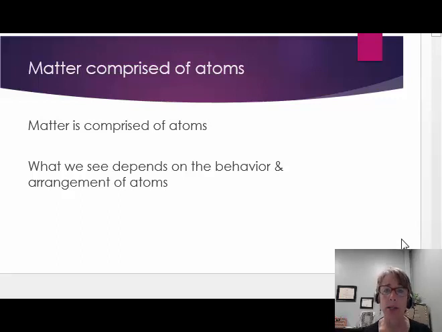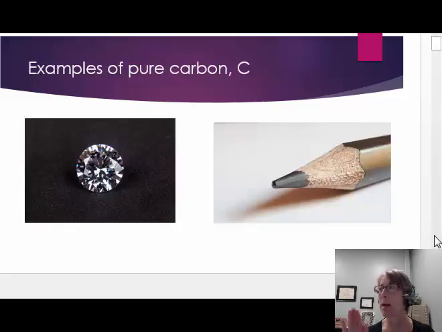All matter is comprised of atoms, and the macroscopic properties of matter depend on the arrangement and behavior of atoms. For example, both diamond and graphite are comprised of carbon atoms. Graphite is the lead in pencils. The difference between the properties of the two, such as color and hardness, is based on the different arrangement of the atoms. It is useful to consider the atom in more detail.